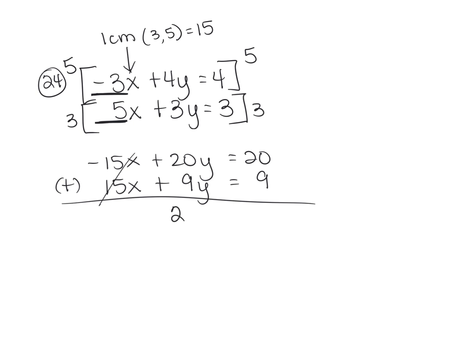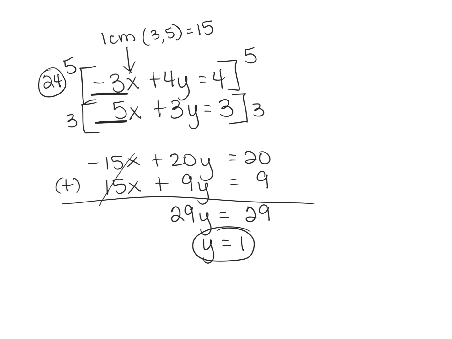So then I add 20y plus 9y gives me 29y. And 20 plus 9 is 29. If I divide both sides by 29, I get y is equal to 1. But that's not the final answer because I have to have an x and a y. These are ordered pair points if there is a solution, and it is unique.